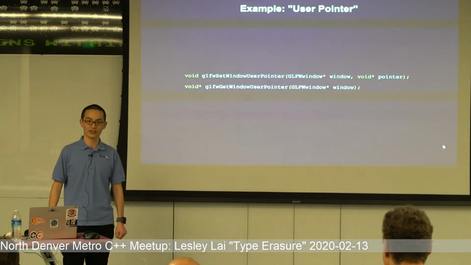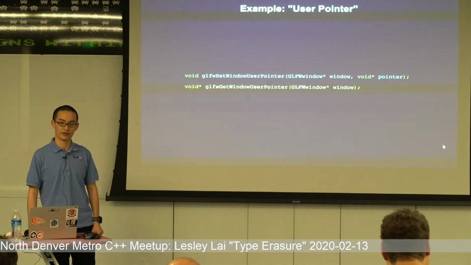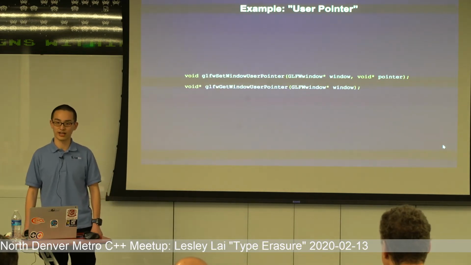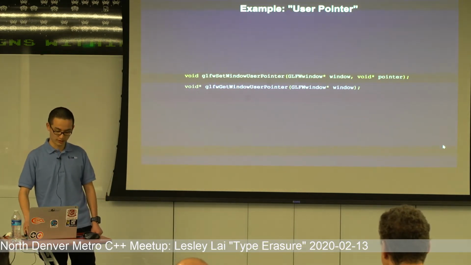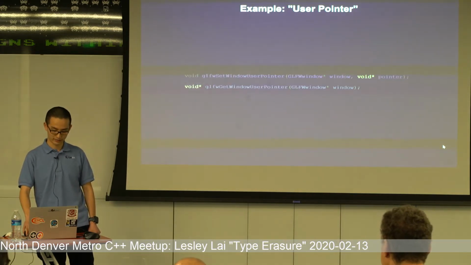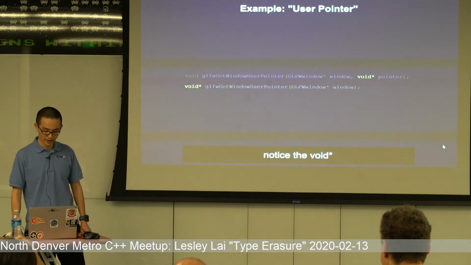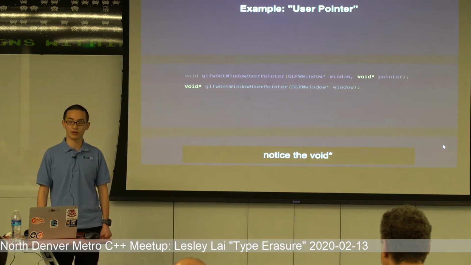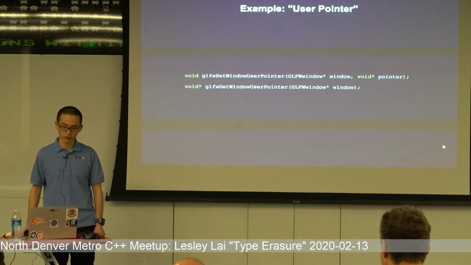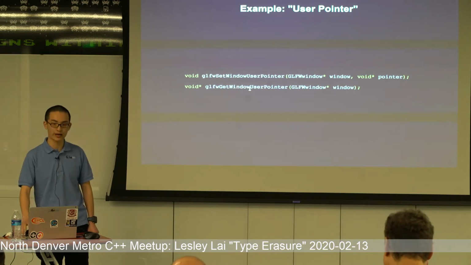For example, here is GLFW, which is a window library where you can attach arbitrary data to the window by calling this user pointer API. And notice the void star here. When we pass the pointer in, we pass it as a void star. And when we want to get the user pointer back, we get back a void star.